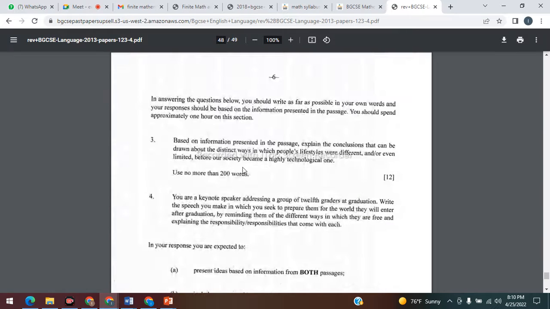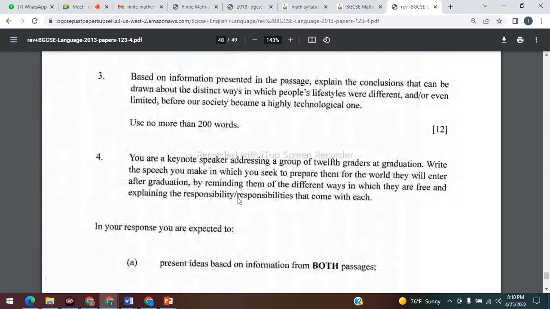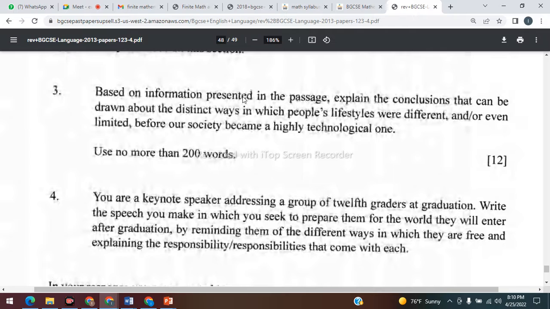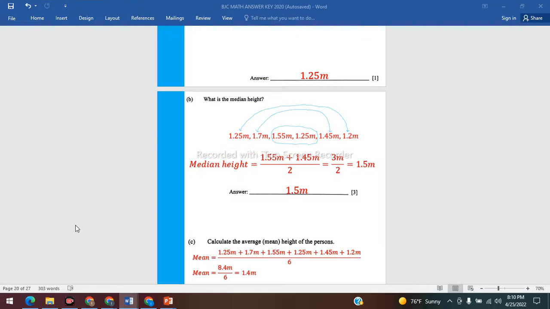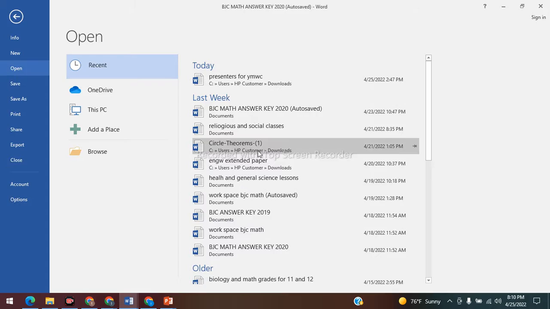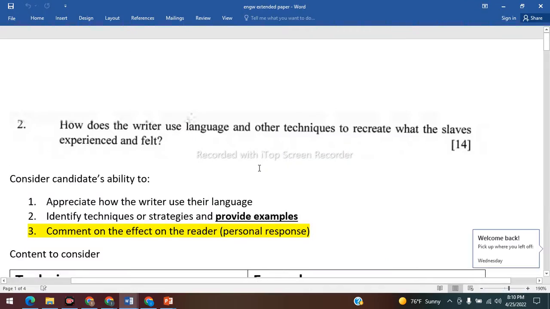All right, I love this one. Wait, we haven't finished this one yet. Based on the information presented in the passage, explain the conclusions that can be drawn about the distinct ways in which people's lifestyles were different and or even limited before our society became a highly technological one. I'll give you the answers to that, but I'll dictate it because I think we've been on that too long.